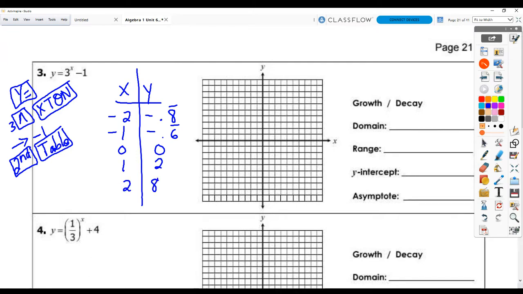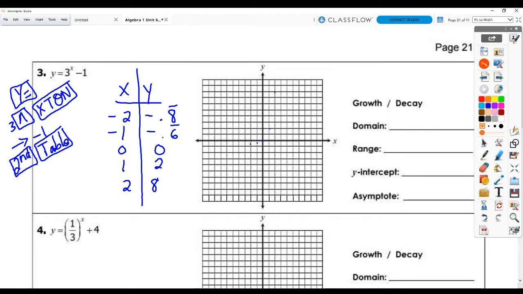So try your best here. -2, -0.8 repeating is almost down to -1 there. -1, -0.6 repeating is a little bit more than halfway down. 0, 0 is the origin. Over 1 up 2, and over 2 up 8. 6, 7, 8. There you go.